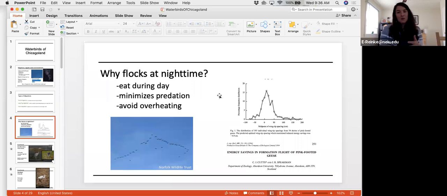For 12 straight hours, sometimes more, sometimes a little less. And so in order to do that, they have to eat all day long. So they only have time to fly at night. Now you might ask, when do they sleep?